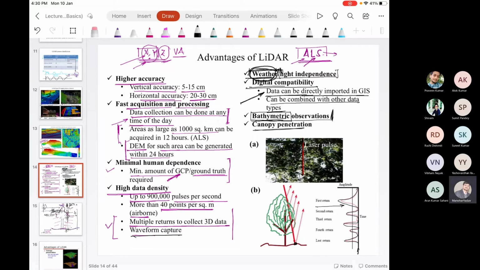Now let me know if you have any query related to these basic concepts, because we are just discussing the background and general understanding of LiDAR. And simultaneously, we have been highlighting its advantages over other techniques like satellite imaging and photogrammetry.